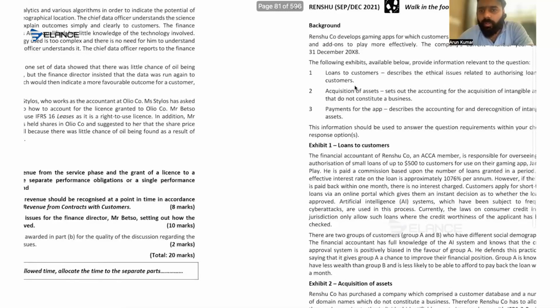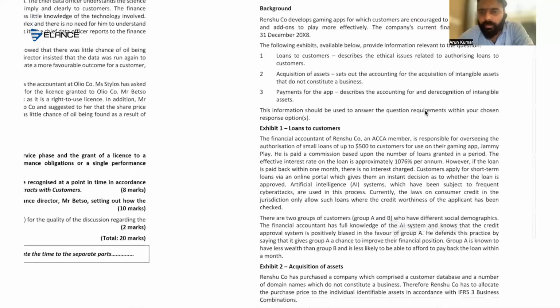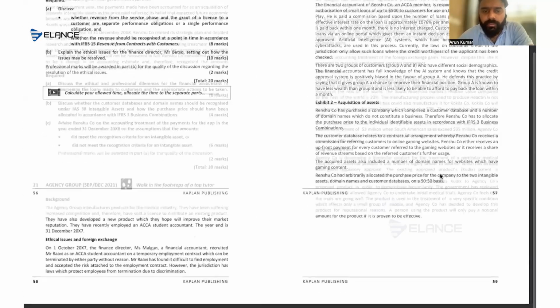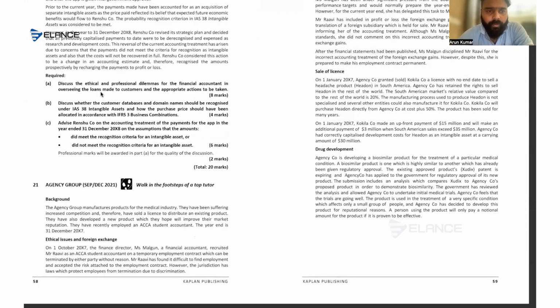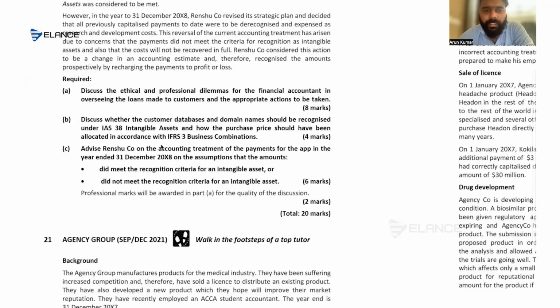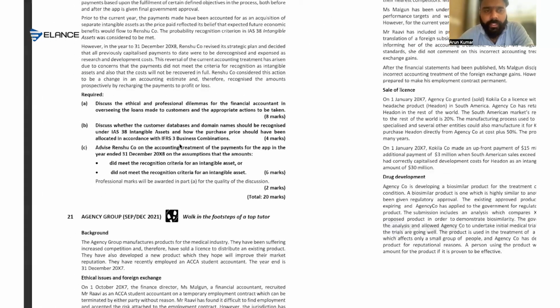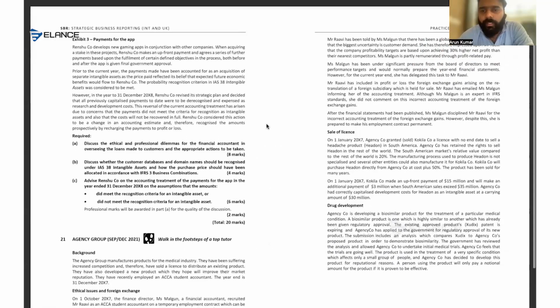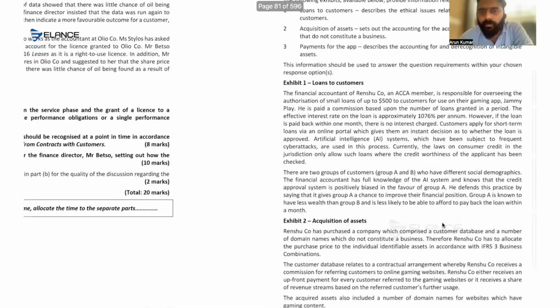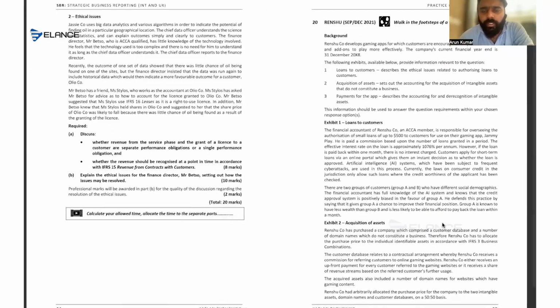So that is regarding loans to customers and acquisition of assets. So just read that question. Just read the scenario. This is based on IAS 38 and IFRS 3. Okay. So we'll look into it. First of all, just read the scenario, guys. Just read the whole question.